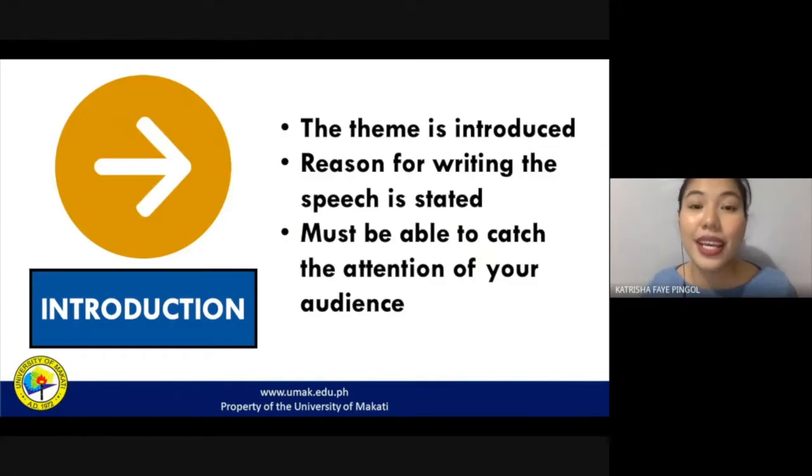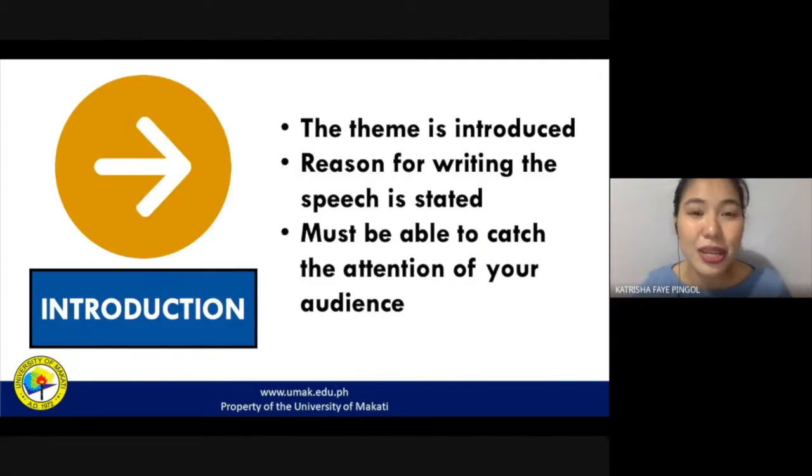There are different kinds of hooks that we could use. For example, you could start your speech by asking a question, throwing a question to your audience, or quoting someone else, or using quotations that you believe are relevant to the entire theme, the idea, the concept of your speech. Another hook strategy that you can utilize is telling a story. So narrating something, it could be a personal experience, an anecdote, or an experience of someone else that you are familiar with, okay?